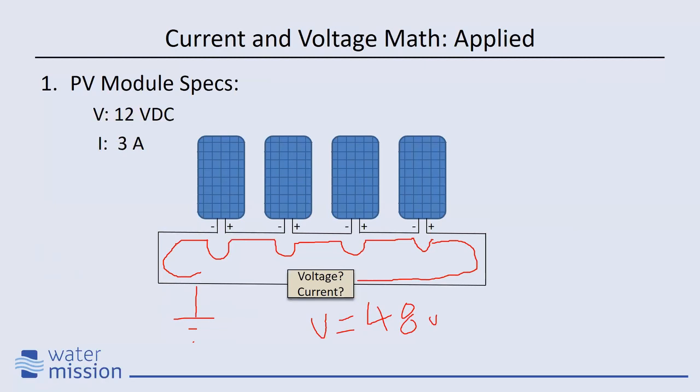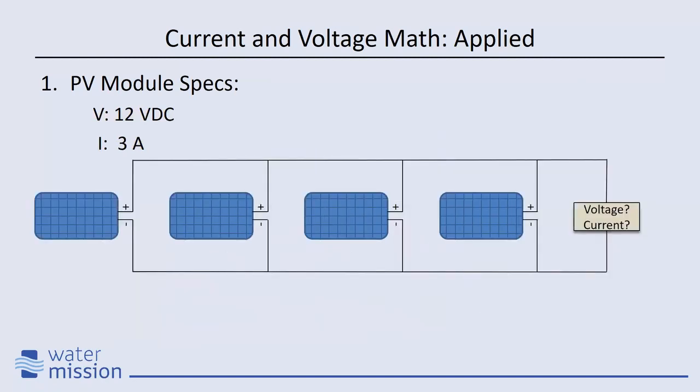Now what is our current going to be equal to? The symbol that we use for current is I. So if you see I, that means current. Now since this is all in series, the current is going to be equal to that which can be generated by a single solar panel. So my current is simply going to be 3 amps. Let's move on to another example.